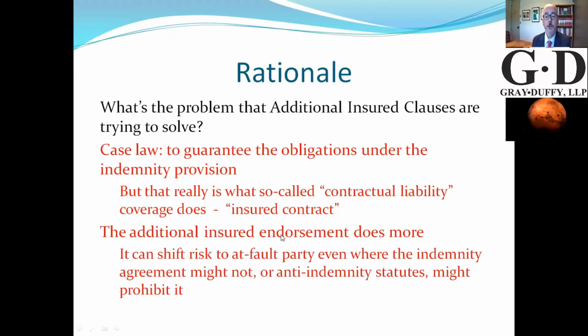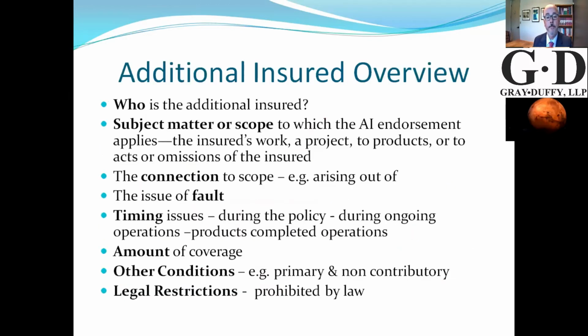So the additional insured endorsement does very much more than that. It can shift risk to an at-fault party even when an indemnity agreement might not be able to do so because of state law rules construing such indemnity agreements. For instance, not allowing indemnity for active fault or sole active negligence. And the additional insured endorsement might also apply even if an anti-indemnity statute would prohibit indemnification. So the coverage can be much broader there.